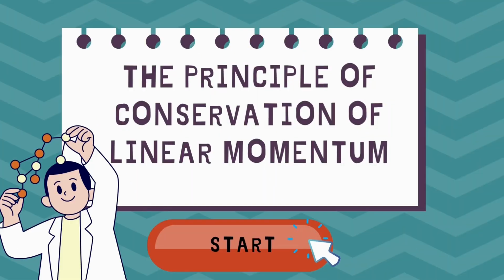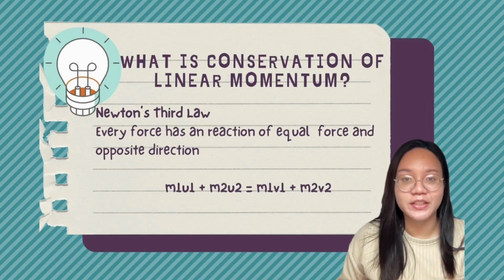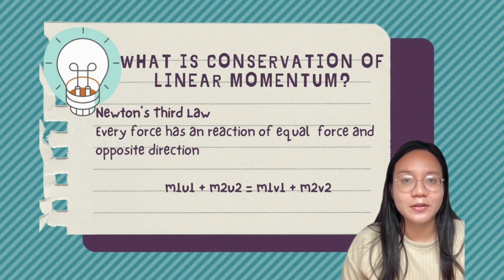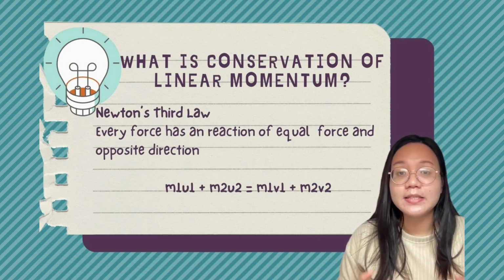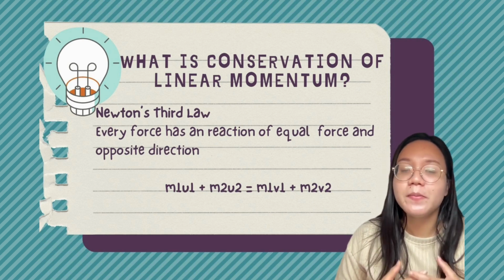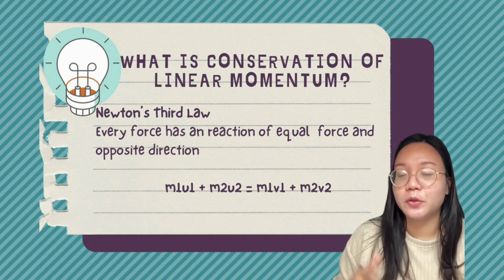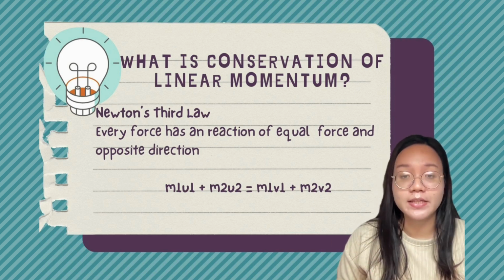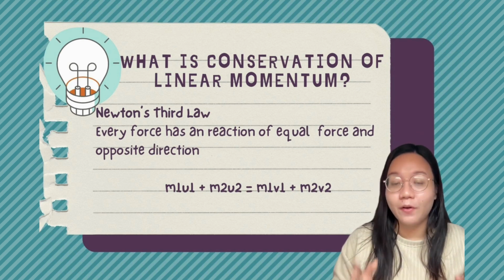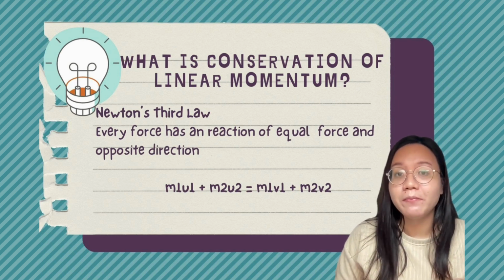Thank you. The principle of conservation of linear momentum. What is conservation of linear momentum? Newton's third law stated that every force has a reaction of equal force and opposite direction. Therefore, in a closed system of colliding bodies, the total momentum after the collision is equal to the total momentum before the collision, provided that there is no external force acting on the system. From this, we get the equation m1 u1 plus m2 u2 equal to m1 v1 plus m2 v2.